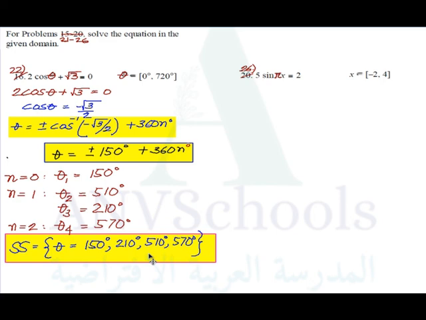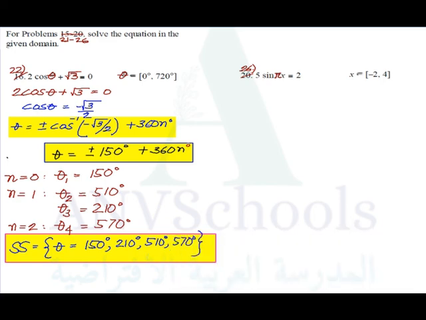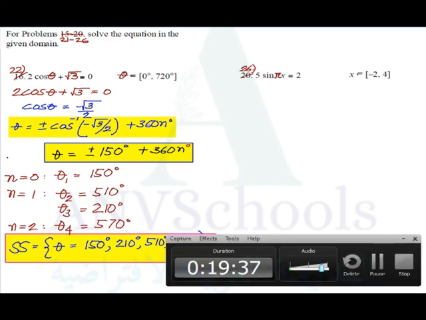Okay, now let's go to number 26. And for number 26, that's 5 sine pi x is equal to 2. We will discuss the complete solution on the next video for number 26.